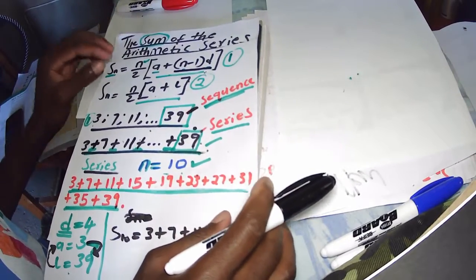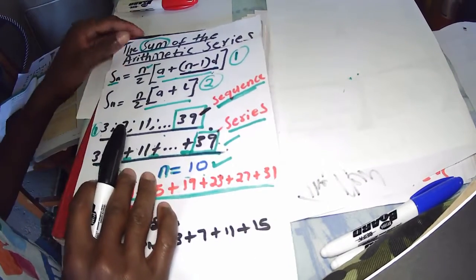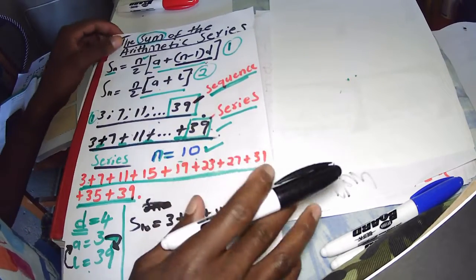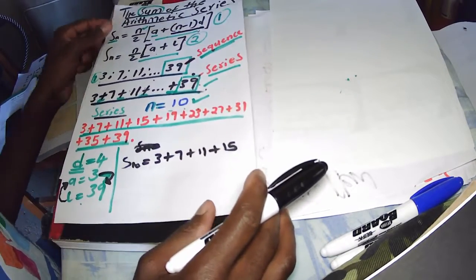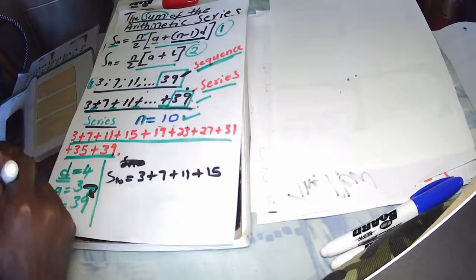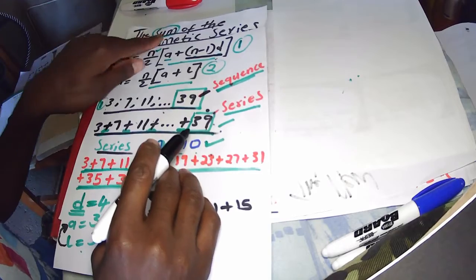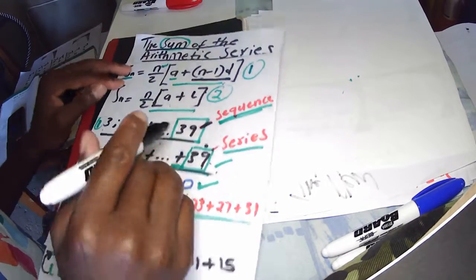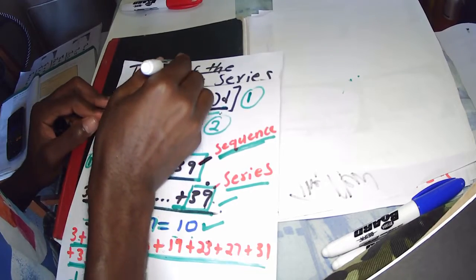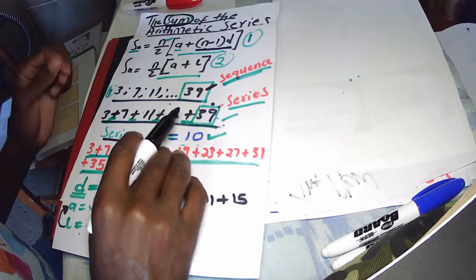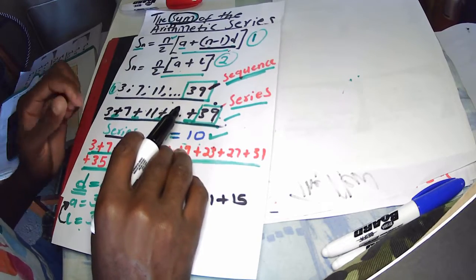Alright, so I want us to look at the sum of the arithmetic series. What do we mean by a series? Because in our previous videos we were dealing with a sequence. So here it's the sum. The sum makes a whole lot of difference. In math, by sum we mean addition.